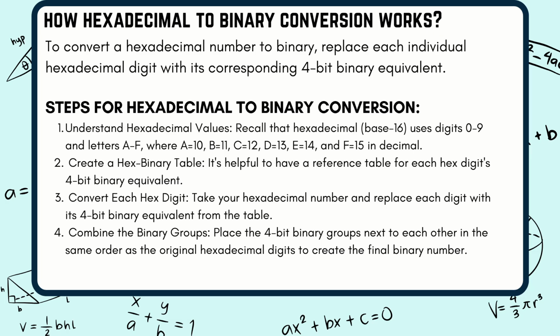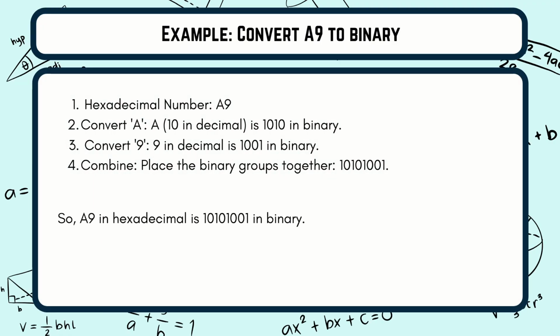So step 2, create a hex-binary table. It's very helpful to have a reference table for each hex digit's 4-bit binary equivalent. Step 3, convert each hex digit. Take your hexadecimal number and replace each digit with its 4-bit binary equivalent from the table. Step 4, combine the binary groups. Place the 4-bit binary groups next to each other in the same order as the original hexadecimal digits to create the final binary number. So this is an example of how we convert a hexadecimal to binary.